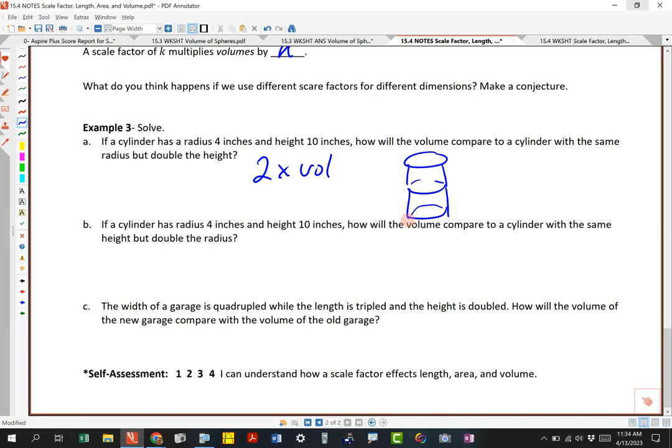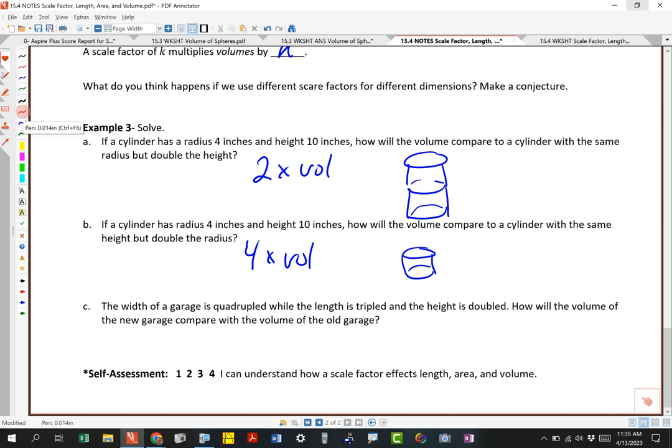If a cylinder has a radius of 4 and a height of 10 inches, how will the volume compare with the same height but double the radius? So this time we're doubling the radius. What happens to the volume? 4 times. Wilson, you want to raise your hand? Wilson? 4 times as big. Can you tell us why? No, I just remember that it's 4 times as big.